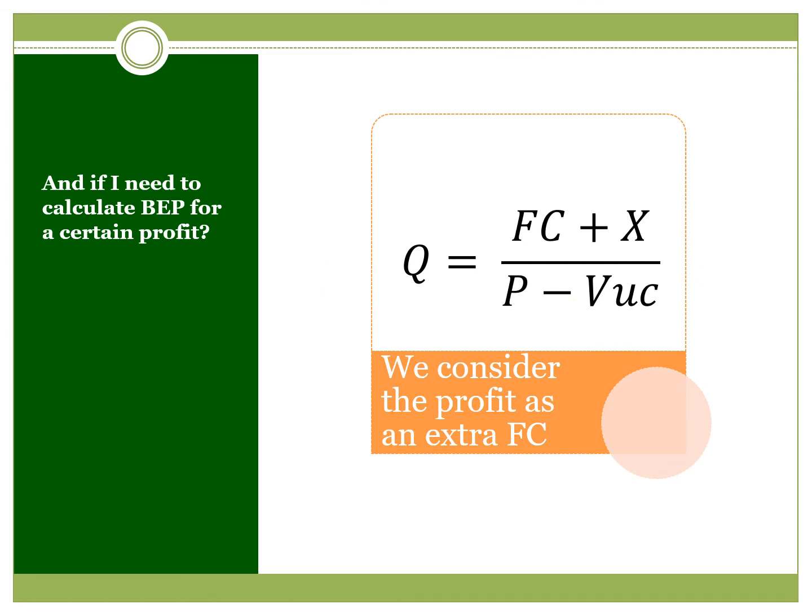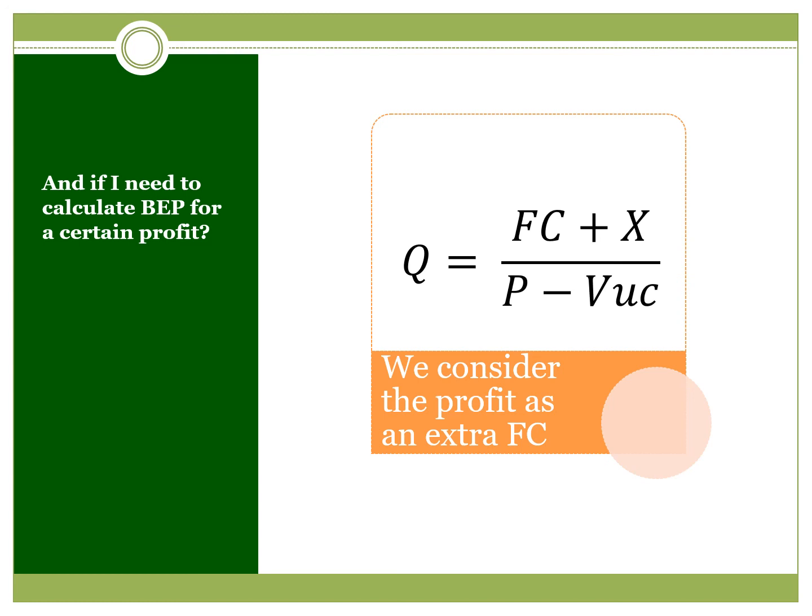What if you need to calculate a break-even point for a certain profit? What if they tell you, instead of calculating the break-even point as it is, where your profit is 0, that we need to know how many units we have to produce and sell to have a profit of 1 million euros or 10,000 euros?